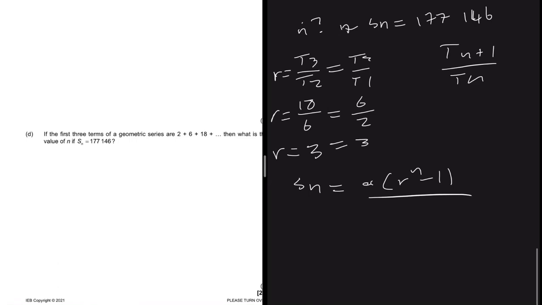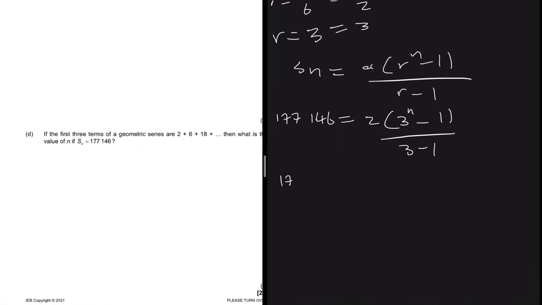So we're going to have Sn equals a multiplied by (r to the n minus 1) divided by (r minus 1). We know what Sn is. It is given to us. That is 177146 equals the value of a. a is the first term of the sequence, that is 2. r we know is 3 to the n, which is our variable of interest, divided by 3 minus 1. So 177146 equals 2 multiplied by (3 to the n minus 1), divided by 3 minus 1, that is just going to give us 2. So there's a 2 here, there's a 2 here, cancel it out.